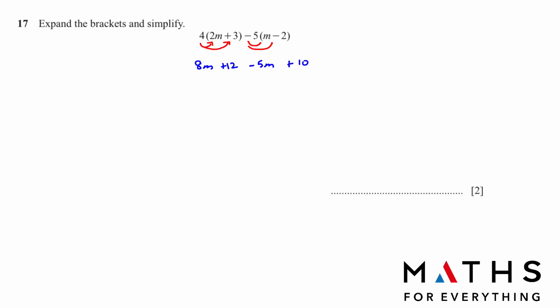Add the like terms together, 8m minus 5m. You have to use the sign which is before also. This will give us 3m. And next, 12 plus 10, which will give us 22. So this is our answer.